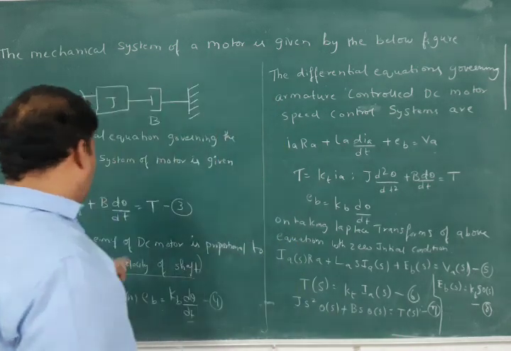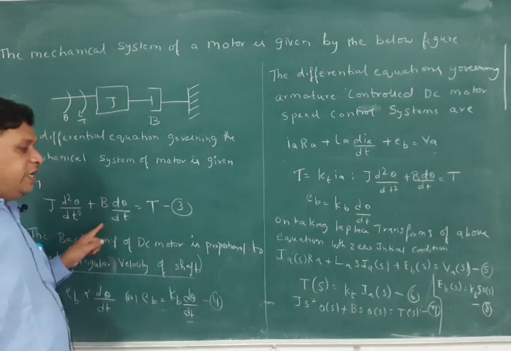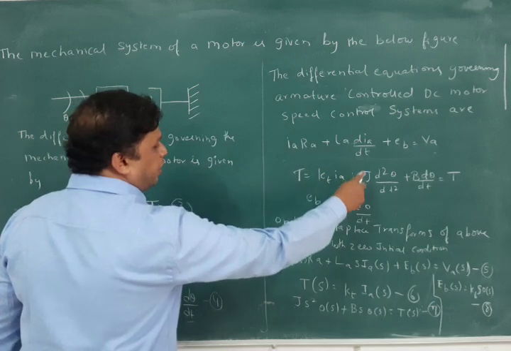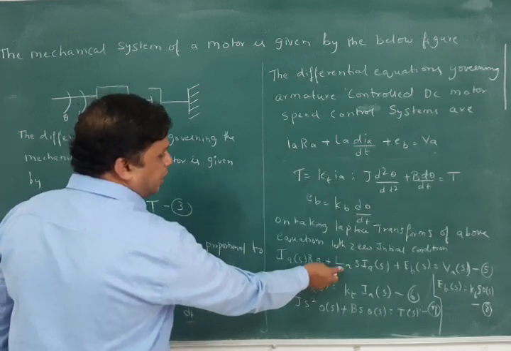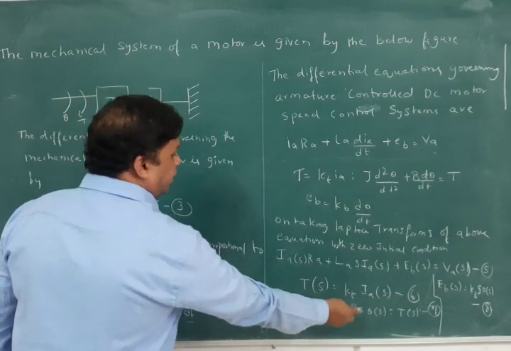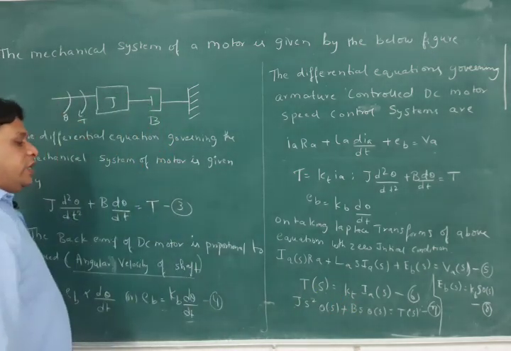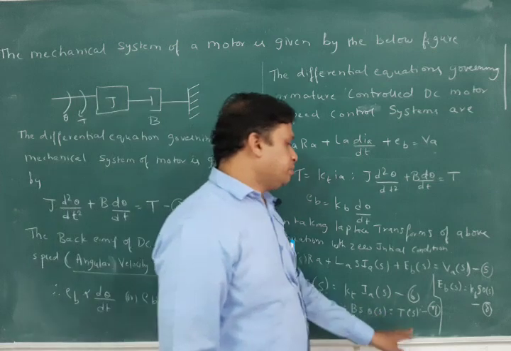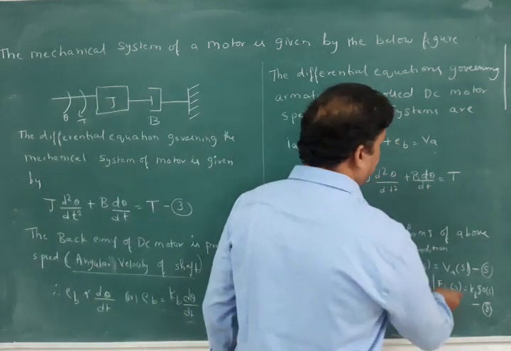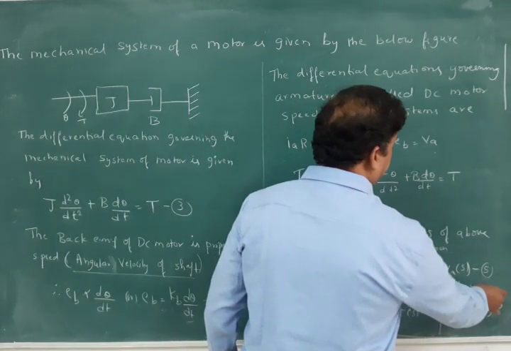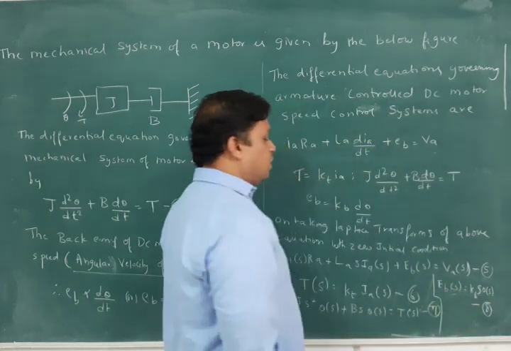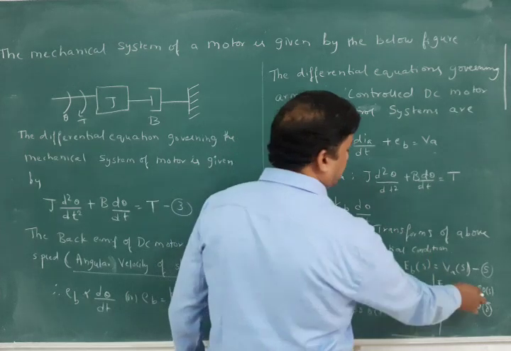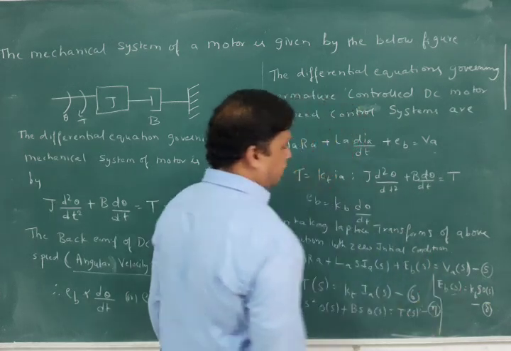After we do Laplace transform for d theta by dt, it becomes s into theta of s, just as La into di by dt, after Laplace transform, has become La into s into Ia of s. Here B s into theta of s. So we got the torque equation T of s. And the last one is Eb of s is equal to Kb s theta of s. The back EMF equation is written Kb into d theta by dt, so d theta by dt Laplace transform is s into theta of s. This is the 8th equation here.